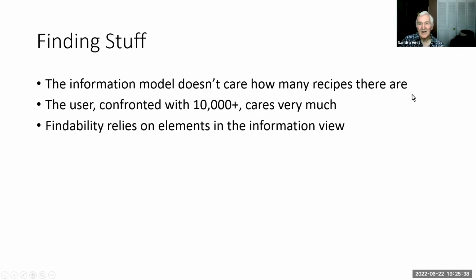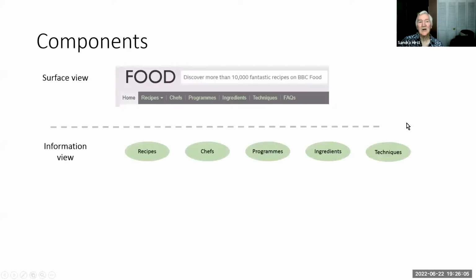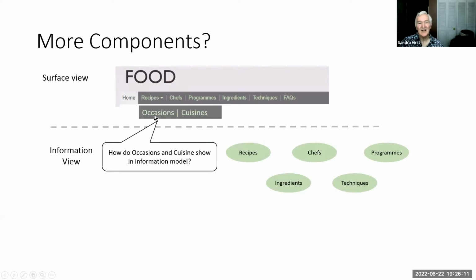Our purpose is building a website that can be used by people. You see, the information model doesn't care how many recipes there are, but in fact, there are 10,000 or more. So the user cares very much. BBC Food has gone to great lengths to make it easy to find the recipe that you want, and we'll critique that later on. But those approaches also show up in the information view, not just the surface view. And let's see how. So going back to the global navigation, there is in fact a sub-navigation, occasions and cuisines. And I want to talk a bit about how they show up in the information model.